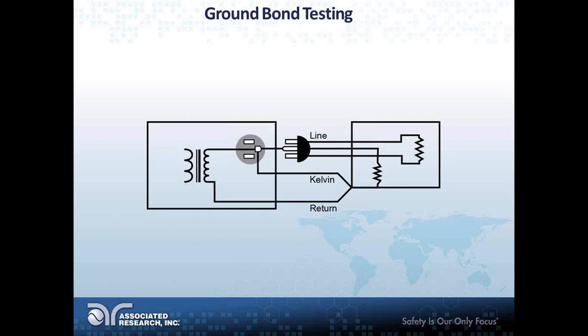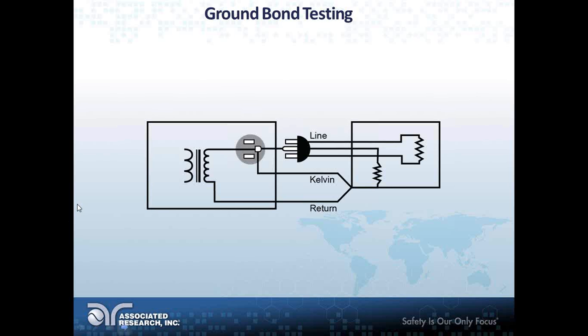And you'll see we represented the path. You see the little ground on the left-hand side, it's connected to the ground pin of the plug, and that goes through a low impedance path. And you'll see we have our return and our Kelvin connection returning back to the instrument.